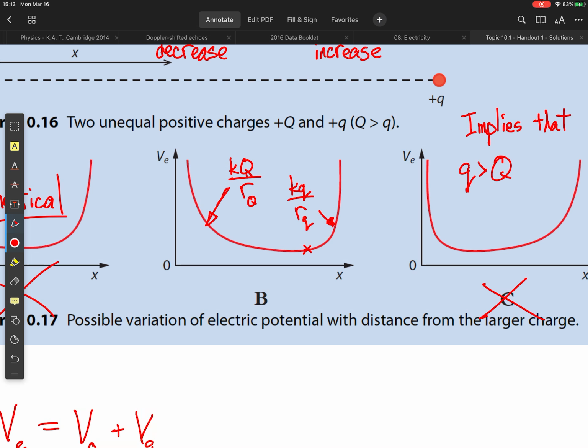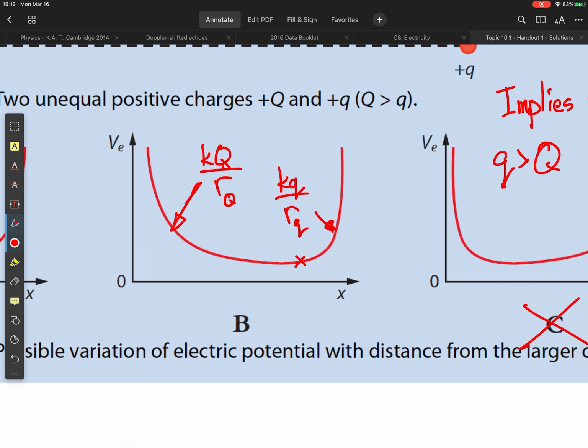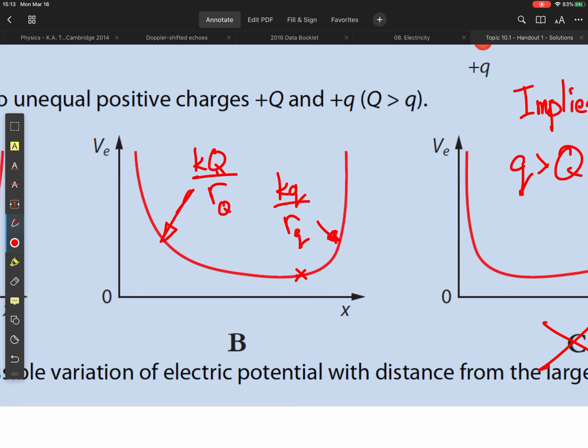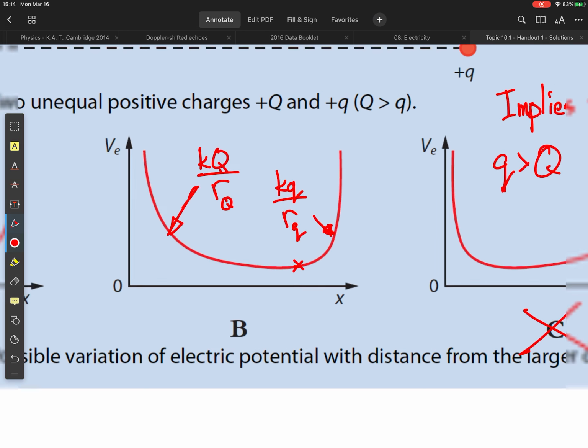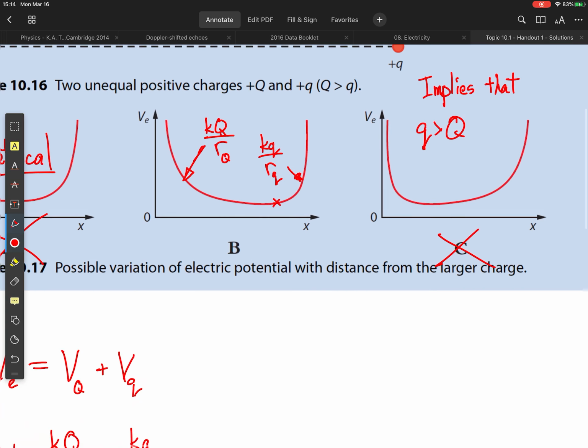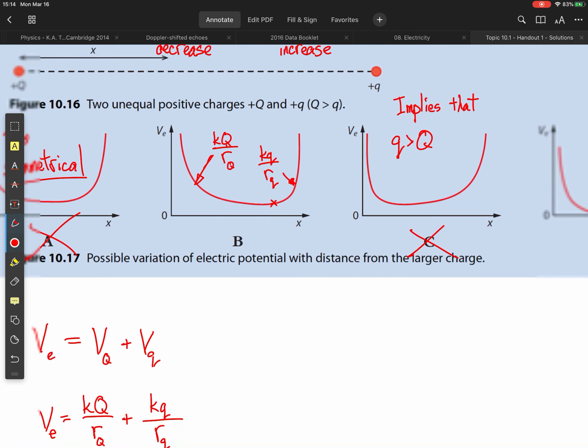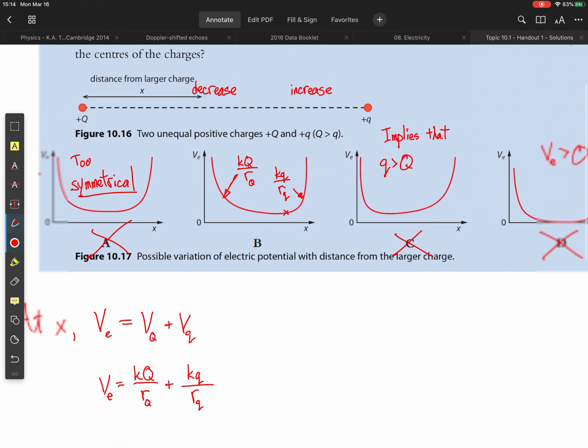Okay, so we have the slope here for one of our functions, and we have the slope for the other function. Coulomb's constant times big Q divided by the distance from big Q is going to give a more extreme change in slope as opposed to our smaller charge.